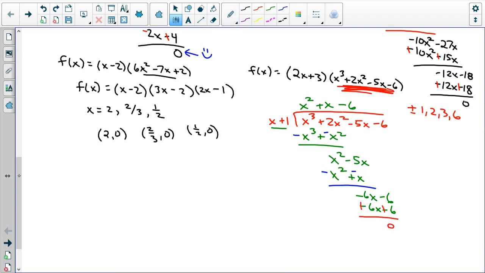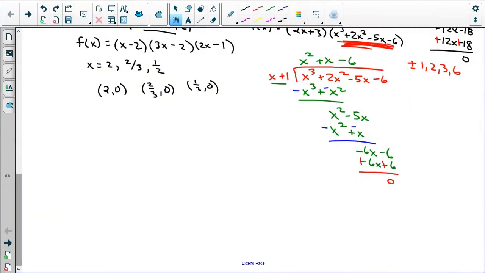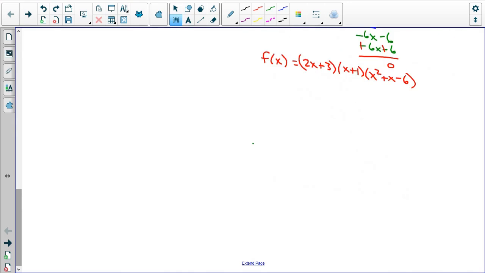I get a remainder of 0. So f of x right now is 2x plus 3 times x plus 1 times x squared plus x minus 6. And then I can continue to factor that. I know how to factor x squared plus x minus 6. That's x plus 3 times x minus 2.